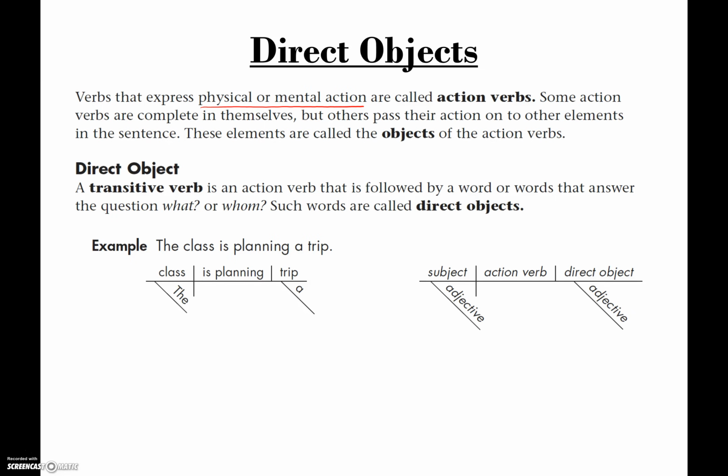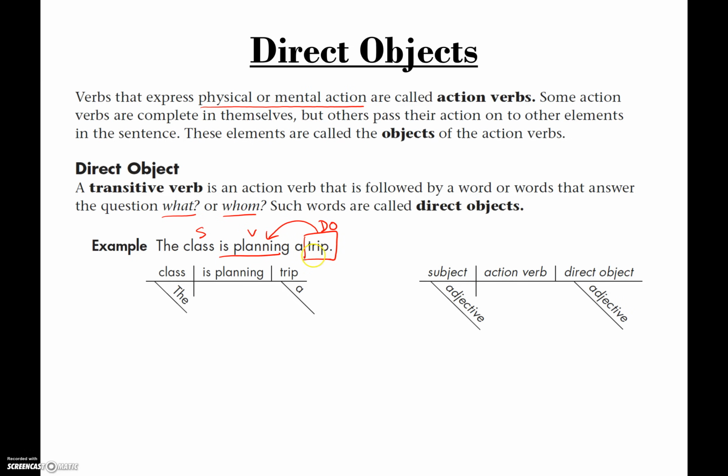I think, I run, I believe. But others are going to pass the action to some other element in the sentence, and that other element is the object. If you have a sentence that has a direct object, it's because it has what's called a transitive verb. We're passing on and answering the question either what or whom. In the first example, you can see it says, the class is planning a trip. Class is planning is our subject and verb. Trip is the thing that they are planning. So that's our direct object. It is the what they are planning.